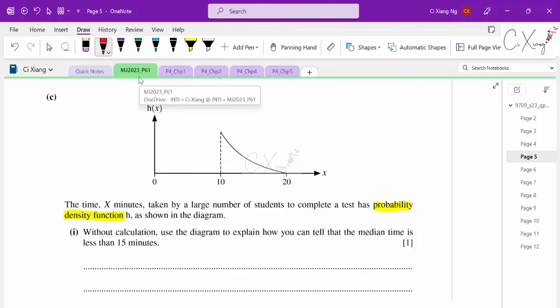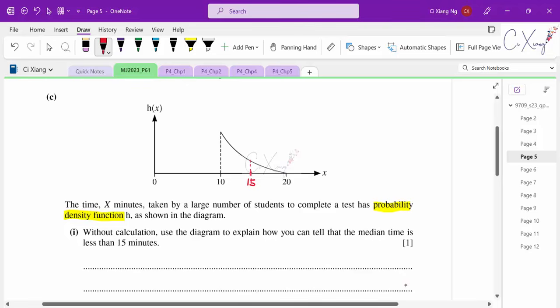Okay, so let's say this is 10. By right, 15 should be somewhere here. Okay, so they are asking why the median time is less than 15 minutes. So that means the median is not 15, it should be less than 15. It is between 10 and 15, it will be less than 15. So what is the reason? Or how do we explain that the median is less than 15 minutes?